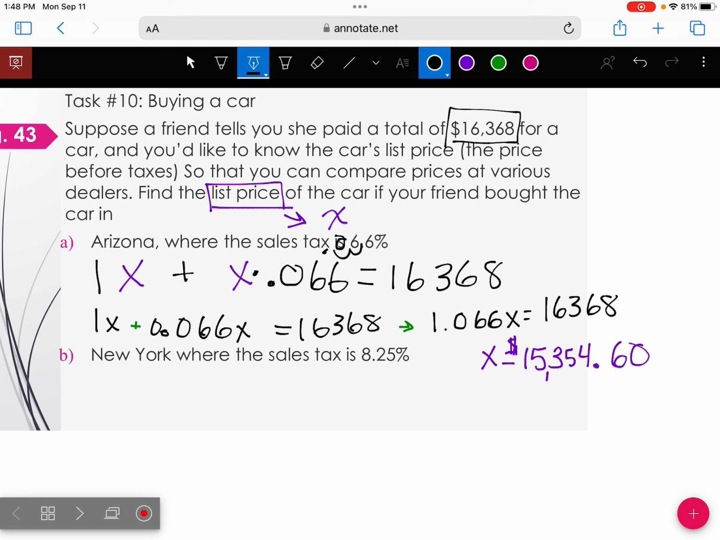My friend who lives in New York, who also bought a car for $16,368, what was the price on her window? Where the New York sales tax is 8.25%. So do this one. I want you to try it. It's a very, very similar vibe. Try it. Do the thing. We'll walk through it in just a second, but I want you to try it first.